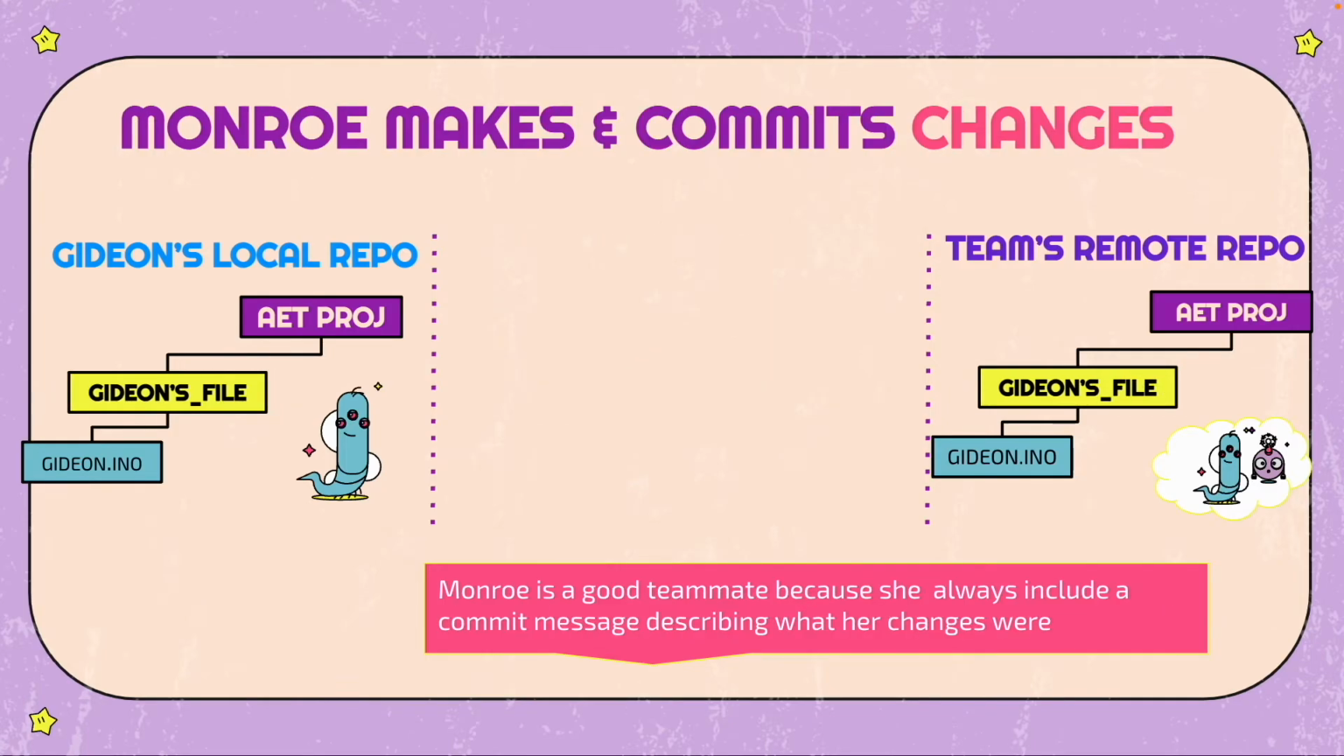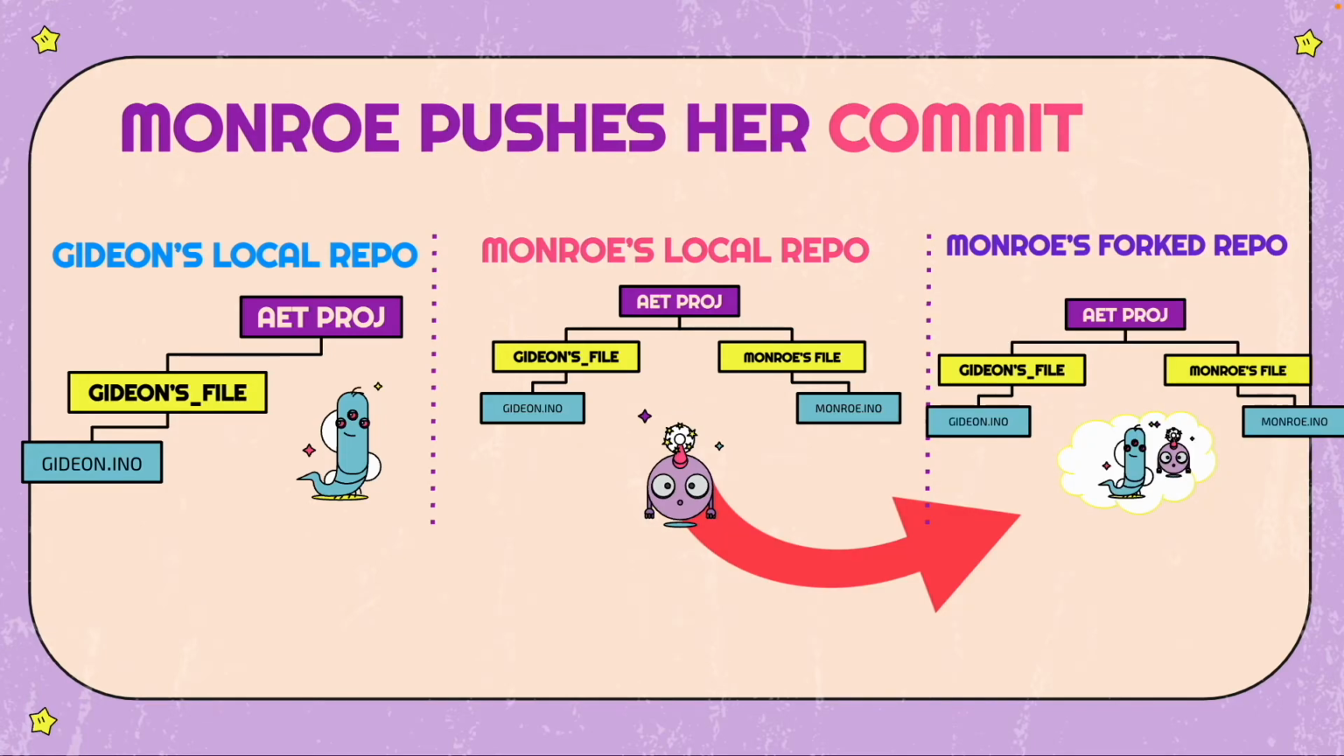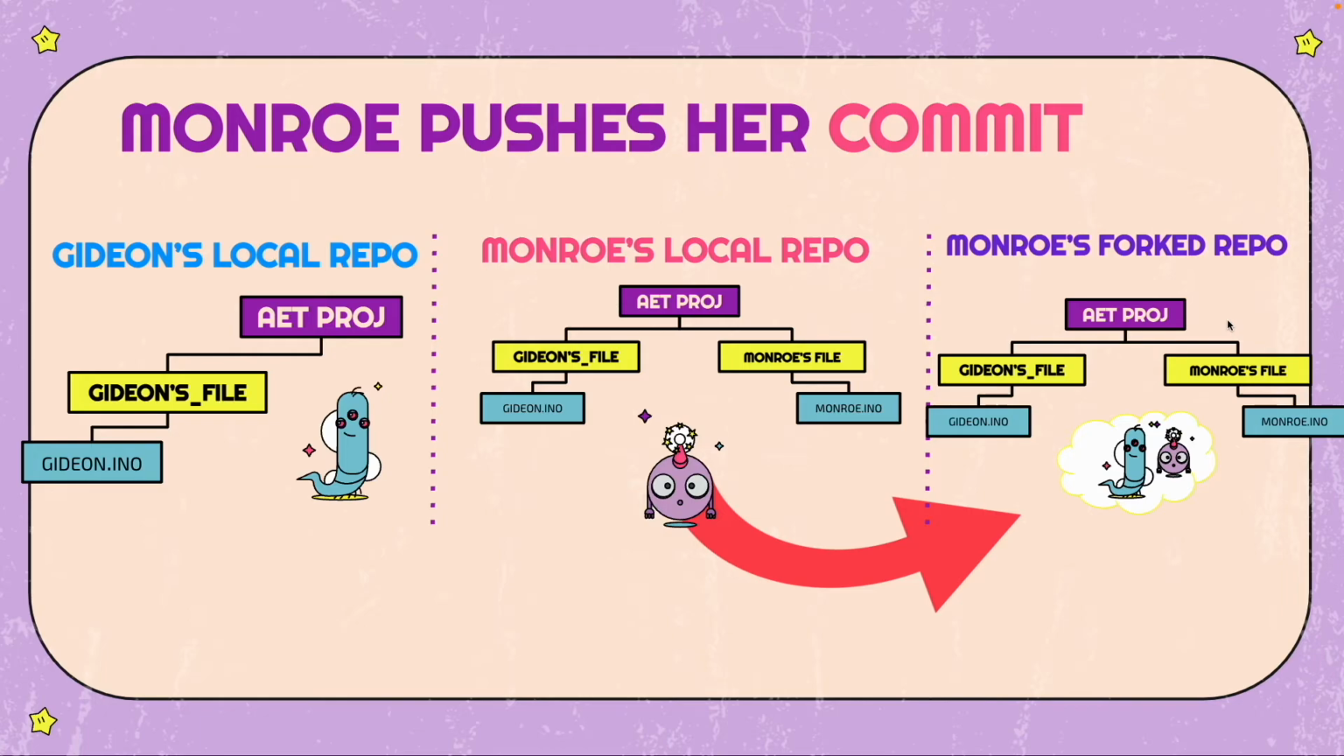Then Monroe made some changes and she committed those changes. Right? She's like, I'm sick of this being the Gideon show. I'm going to make Monroe's folder, pretend this says folder. And she committed those changes with a message, which is such a nice thing to do as a teammate. You always want to be putting a message of what your changes meant or what they were in your own words. And then she pushed that commit to her forked repo. So now her forked repo goes from looking like just Gideon show to everything, right?